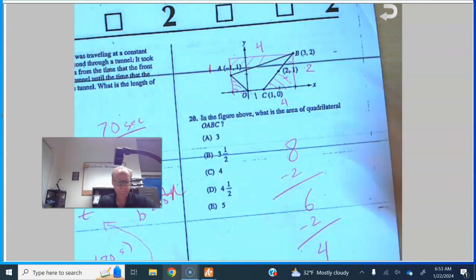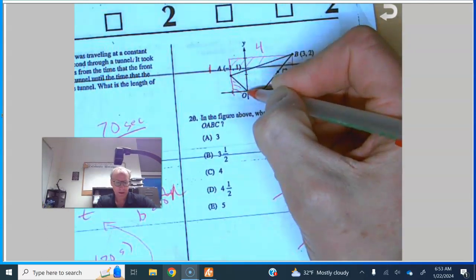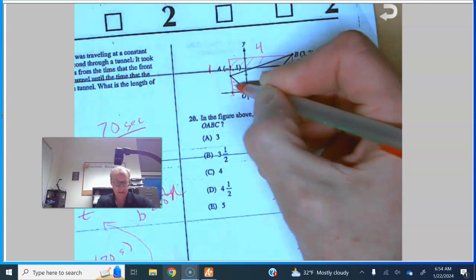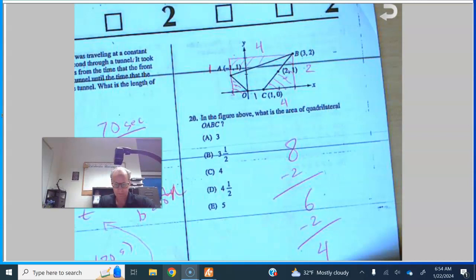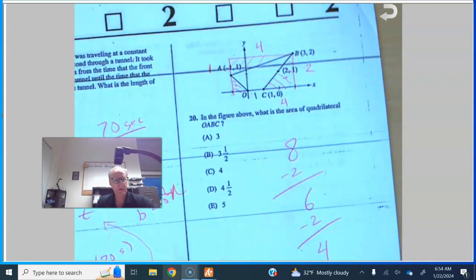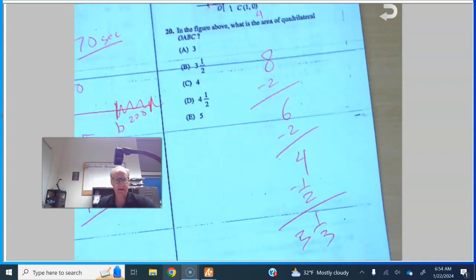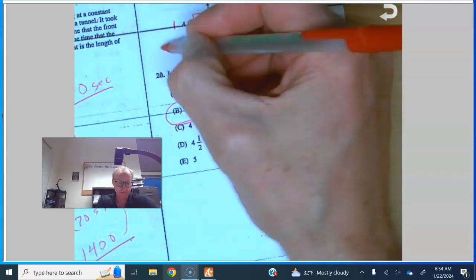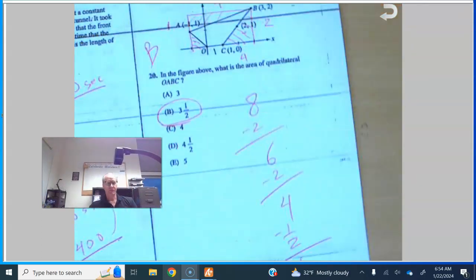Leaves me with 4. This triangle is 1 by 1, so it has an area of a half. So that gives me 3.5, I said, for my area that's left. That's going to be B, and hopefully you were able to try them all and get them done.